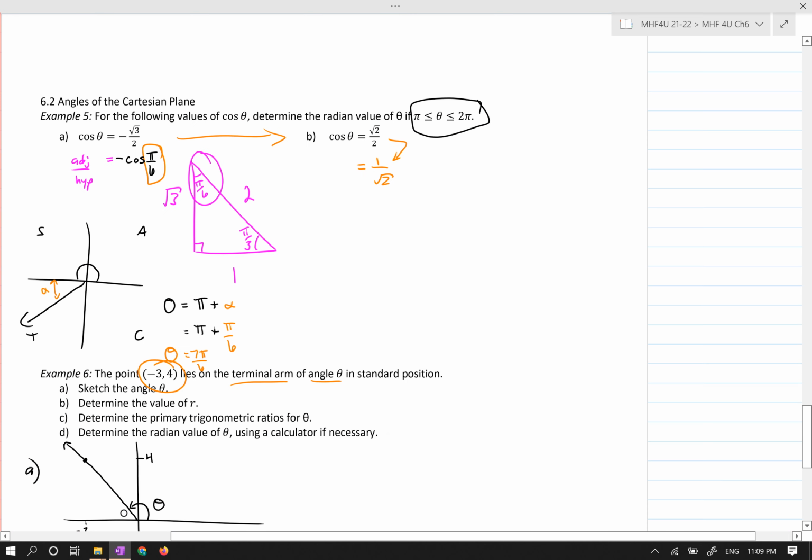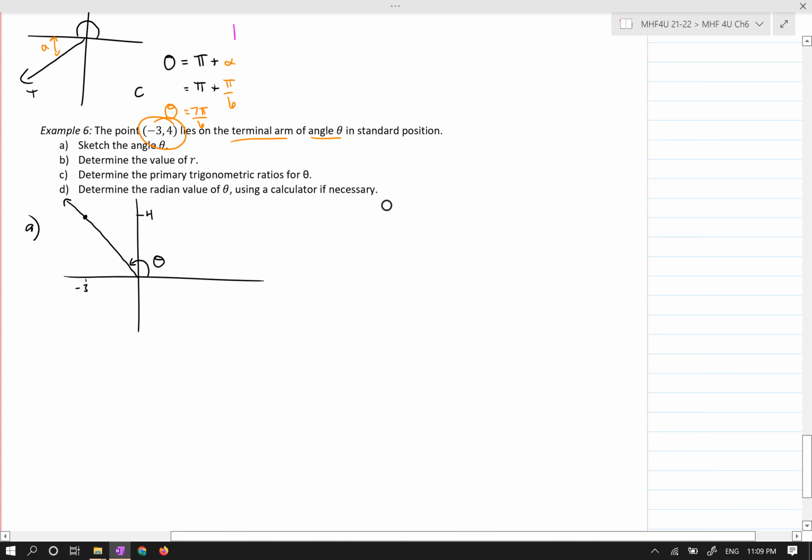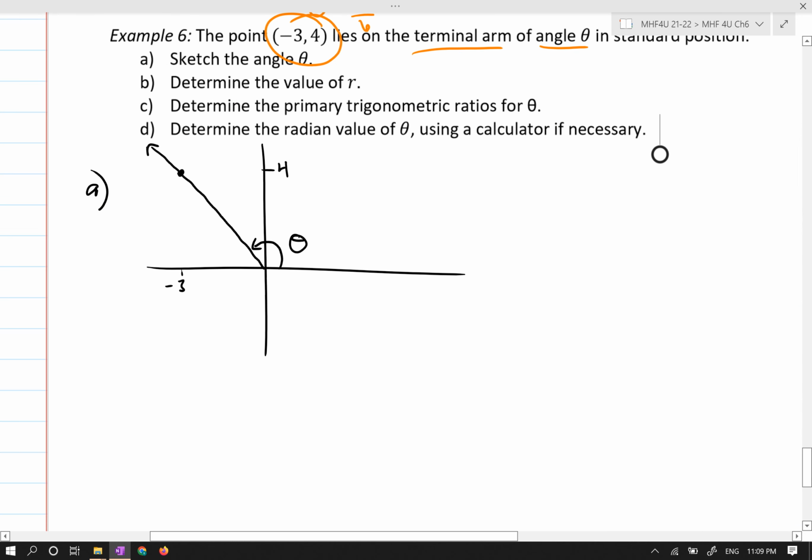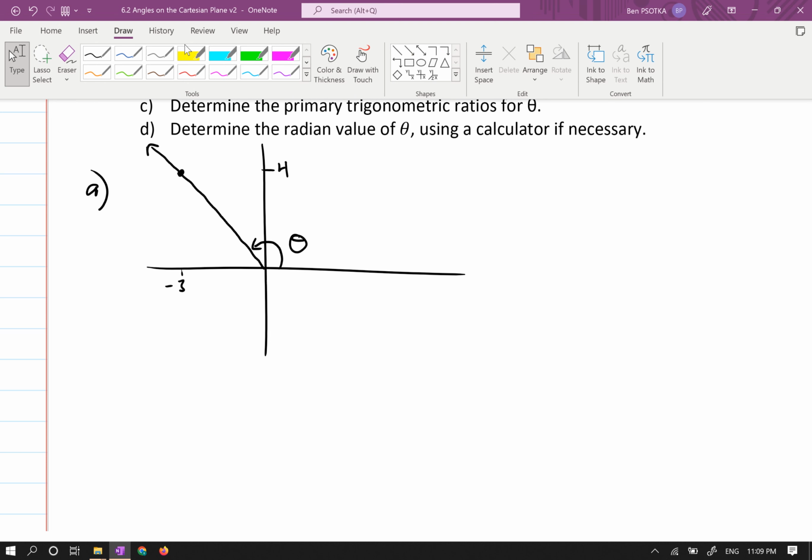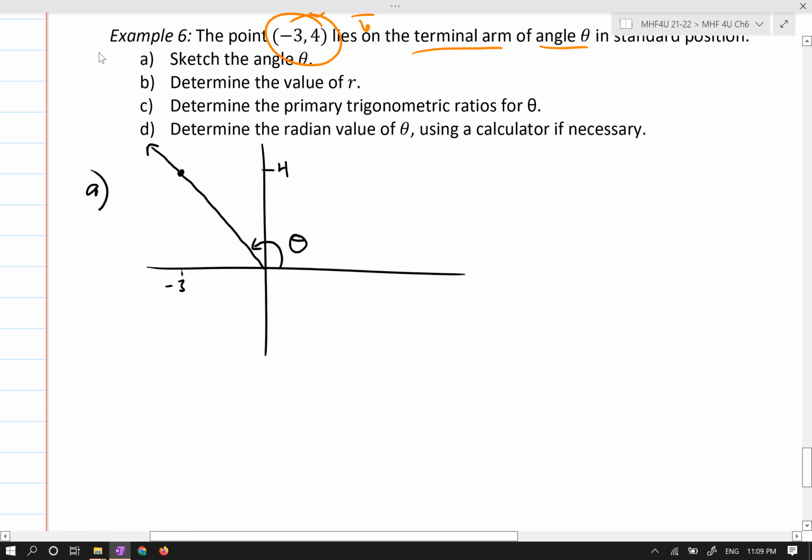Now that might seem pretty straightforward for you, but I suspect some of you would have felt a little uncomfortable coming up with that sketch on your own, and that's okay. That's why we're practicing it. Now we need to find the value of r. What is r? R is our radius, right? And so if I'm finding the value of my radius, I can use my Pythagorean theorem for that. I know this side length is 3 units. I know this side length is 4 units because of the coordinates of this point.